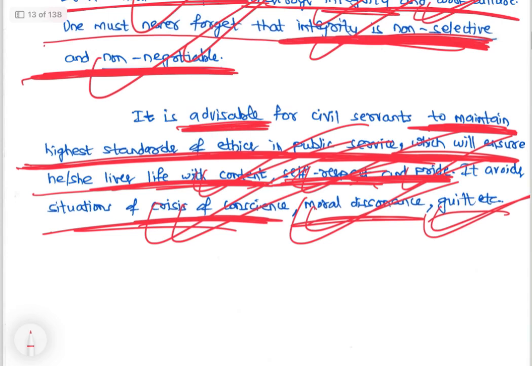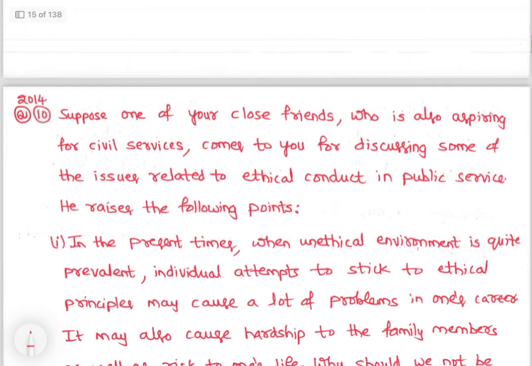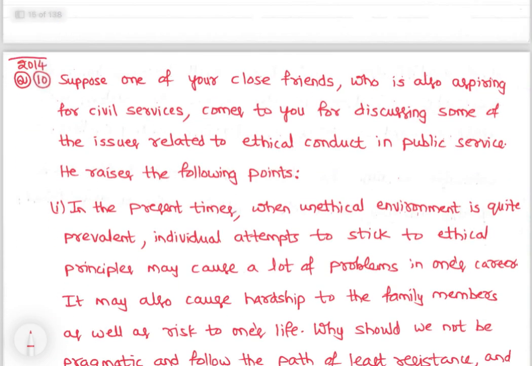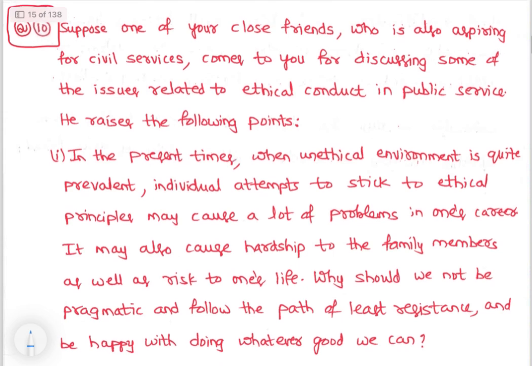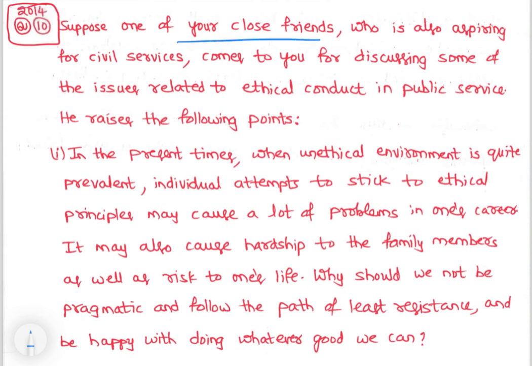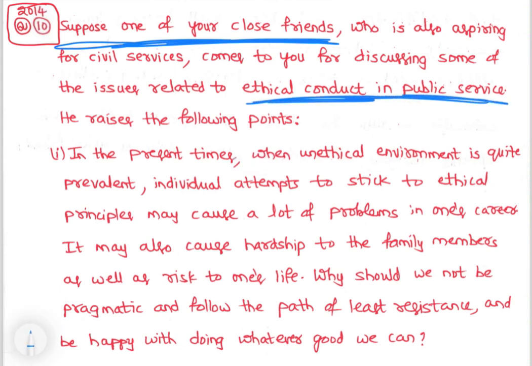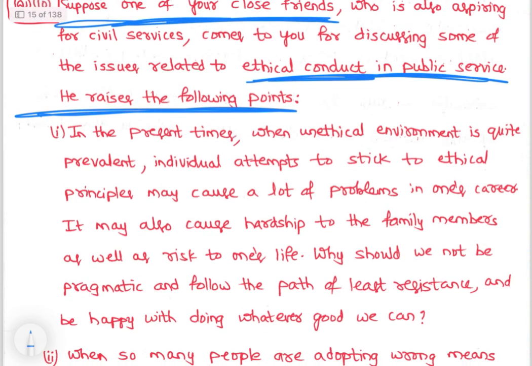So this is the second case study. Then let's see, this is question asked in 2014, ठीक है, 2014. अब देखो ये case study same है, right? Suppose one of your close friends who is also aspiring civil services come to you for discussing some of the issues related to ethical conduct in public service. He raises the following points. ठीक है, see same case study, see repeat हुआ 2014 में और 2017 में, ठीक है.